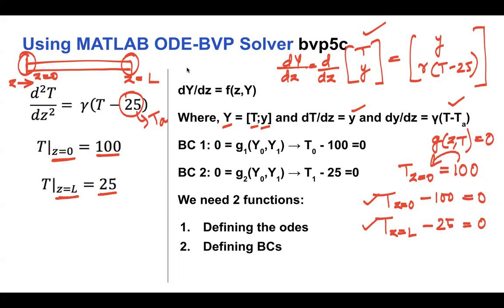Now we need to know how to code this function. Here, this is the temperature at z equal to 0 and this is the temperature at z equal to L. Remember your y: y has the temperature and a small letter y, which is the derivative of temperature. And imagine you have the road here, and this position will have a temperature.